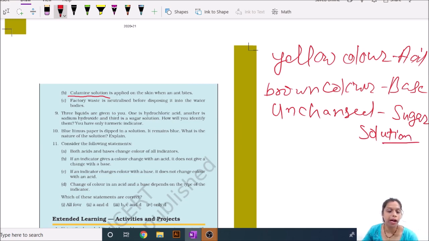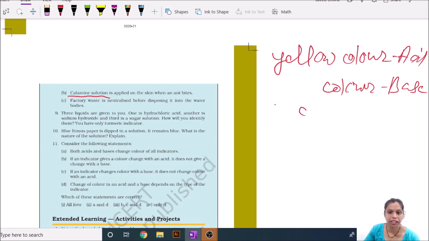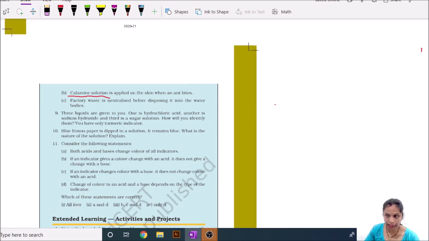Okay. Our next question is, a blue litmus paper is dipped into a solution and it remains blue. Then it shows that it is a basic solution. Because if blue litmus paper is dipped in an acid, it converts into a red color. You know it, and you have studied it before.